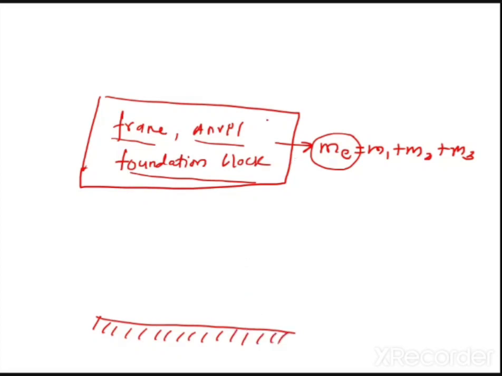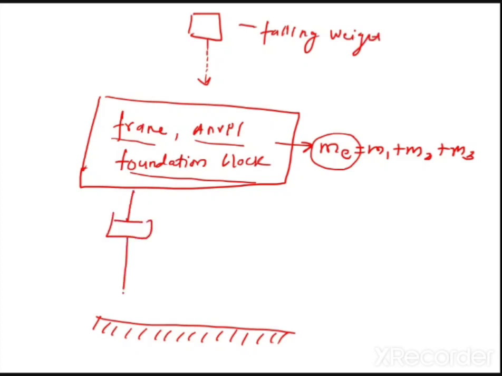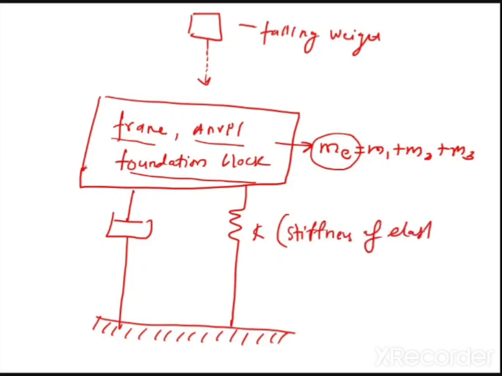Now, let us say this is a falling weight. Okay. Now let us say a damper. This is a damper and this is K. Now what is K in this case? K is nothing but the stiffness of the elastic pad, right? Stiffness of the elastic pad.